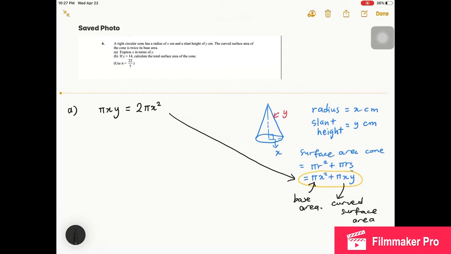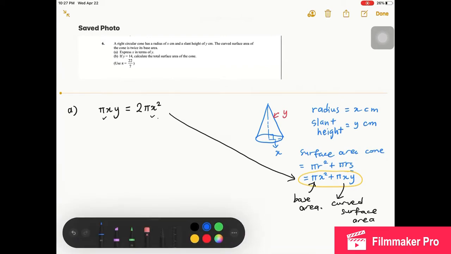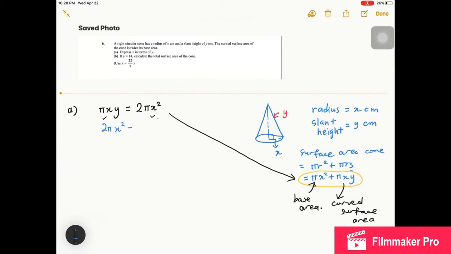So I'm taking this equation, this formula, because we have changed our radius to x and our slant height to y. So we have this equation. Now the question asks to express x in terms of y. So we have x at both sides, so it's okay. Let's solve it slowly. I change the position because my x square on the right hand side is bigger. It has more x than the left hand side.